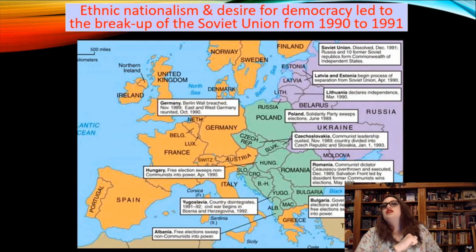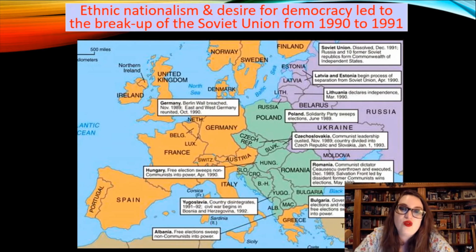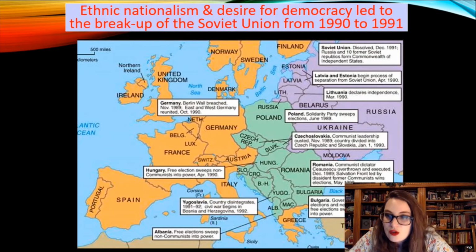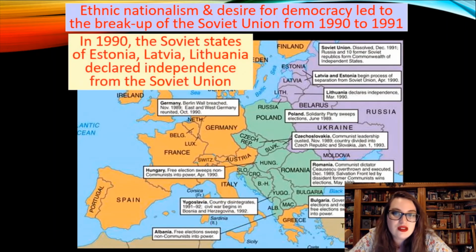Ethnic nationalism and desire for democracy led to the breakup of the Soviet Union from 1990 to 1991. Big, big deal. So it was dissolved, essentially. And so Russia and 10 former Soviet republics formed the Commonwealth of Independent States. So we have Latvia, Estonia, right?